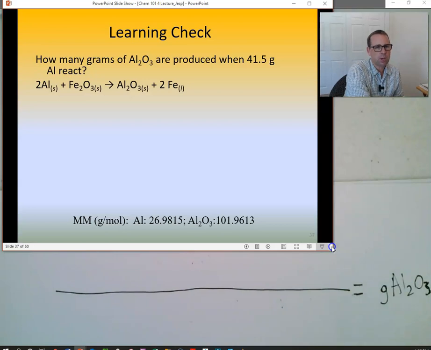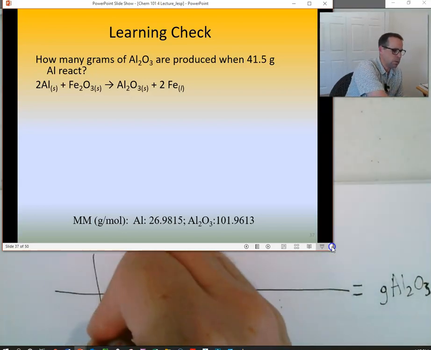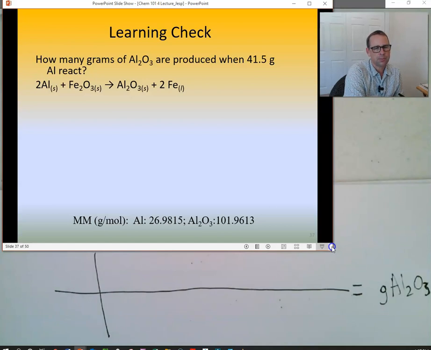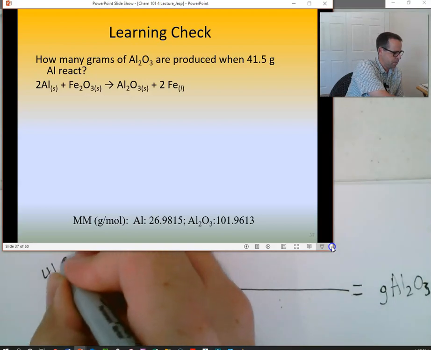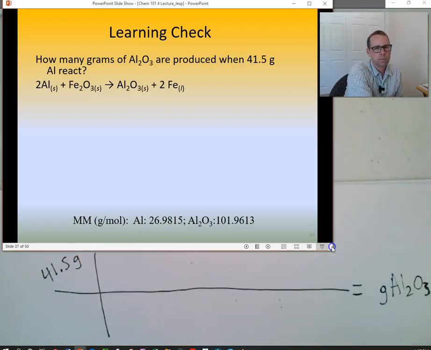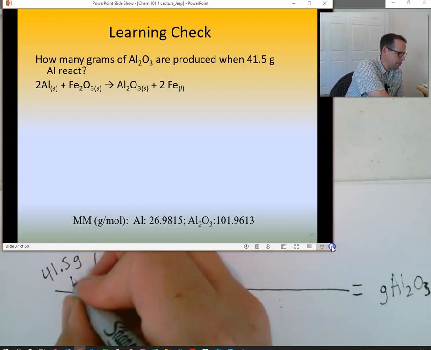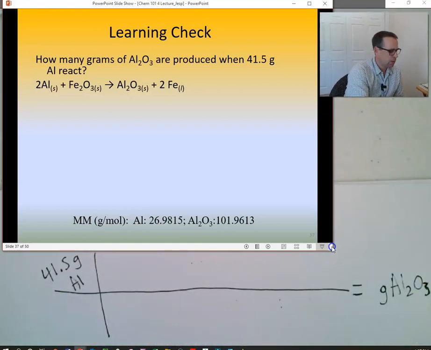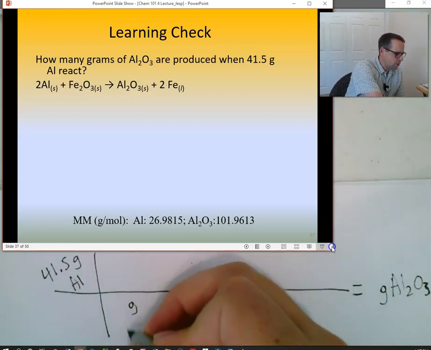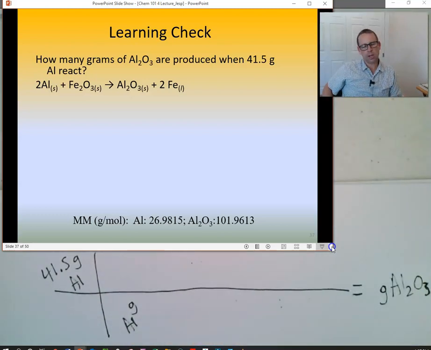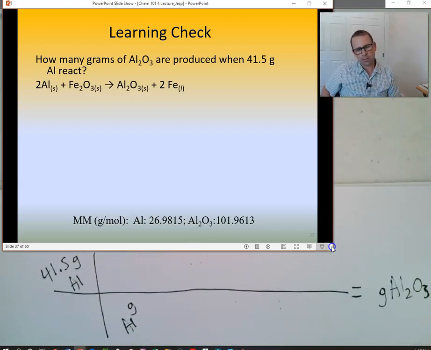So grams of aluminum oxide, and can you see what we can start with at the top left there? 41.5 grams of aluminum. Very good. Great. So now I know the grams of aluminum has to go down there. And hopefully most of this was without brain cells, but where do we go now? What are we going to try to get to?